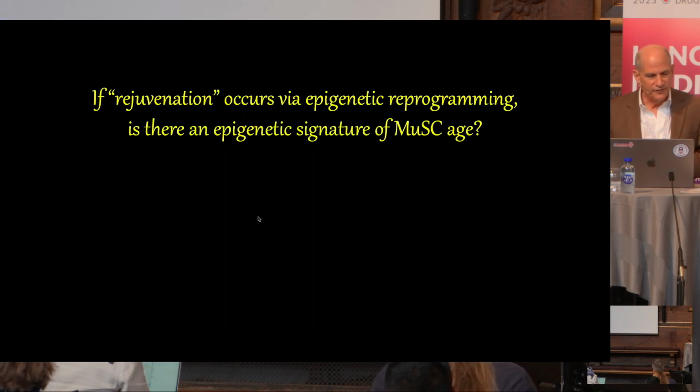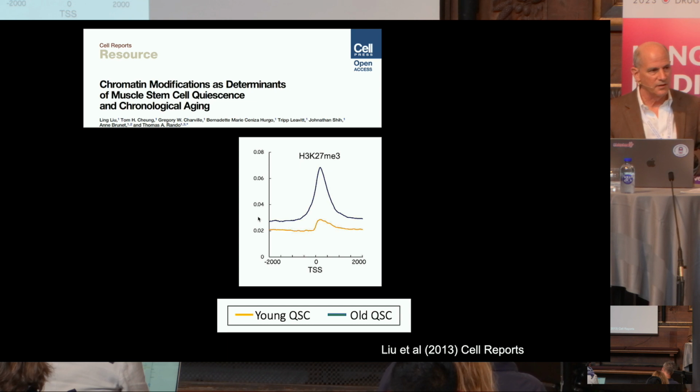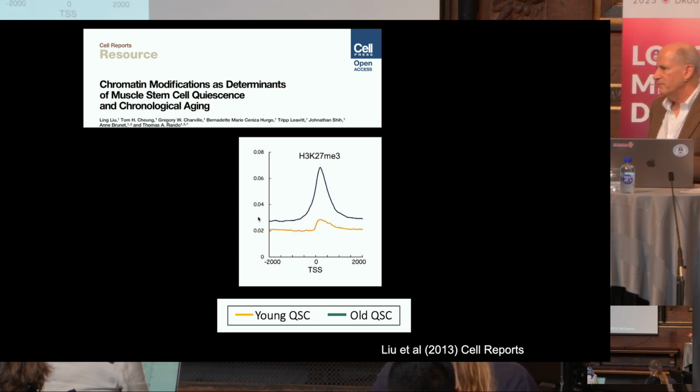Okay, so if this is right, if this kind of concept is right, if rejuvenation occurs via epigenetic reprogramming, what are we reprogramming? So what is the signature? What are the features that we're actually targeting in stem cells, or any tissue for that matter, to rejuvenate them? And so we've been studying kind of epigenome of these muscle stem cells for some time. And this is one of the earlier papers we published.